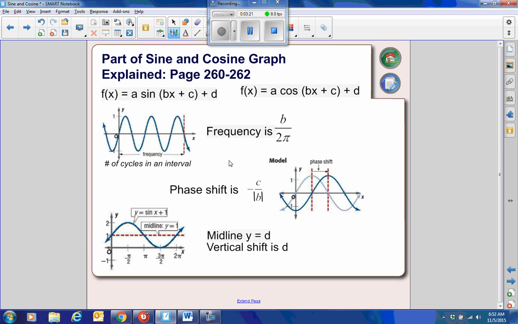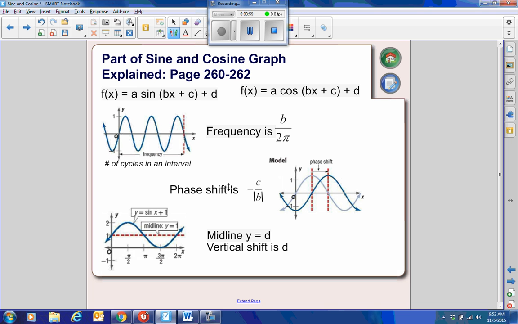Okay, now for your final big note writing. You can look at your book, page 260 through 262, to get this information from your McGraw-Hill textbook, so don't feel like you have to pause the video. You can get it there. But frequency is the number of cycles in an interval, the number of times that the sine or cosine graph occurs from one set. So to find the frequency, you take the b value in the equation and divide it by 2 pi.